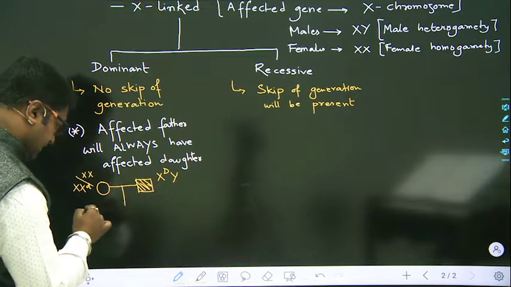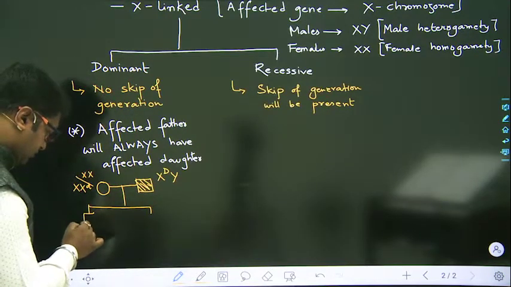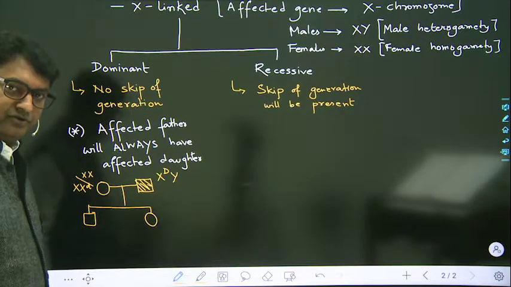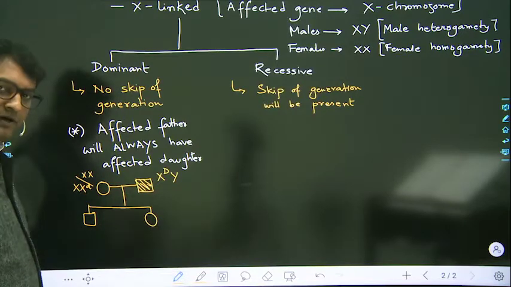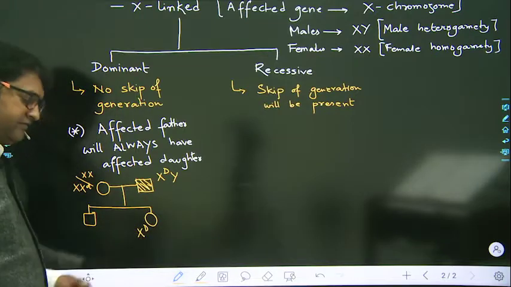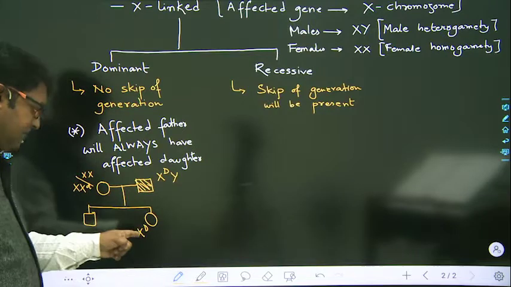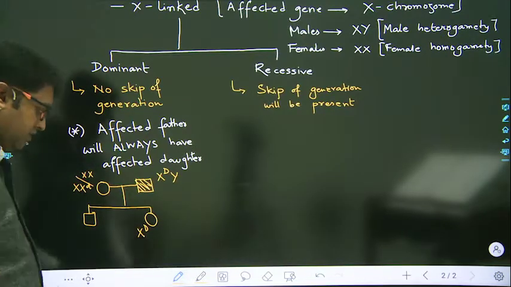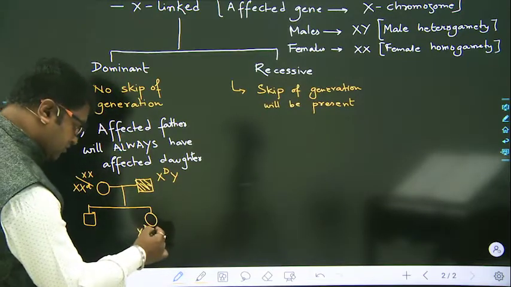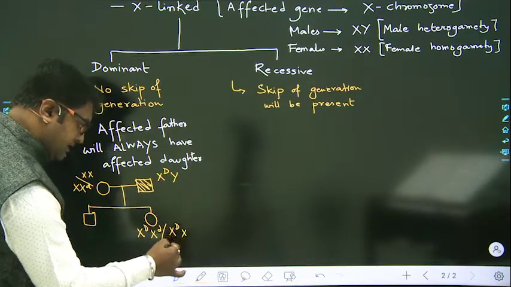Now if I talk about the children of this progeny, suppose a daughter is produced. What will be inside this daughter? One X will be coming from the father and the other will be coming from the mother. So either this or this condition can be happening.